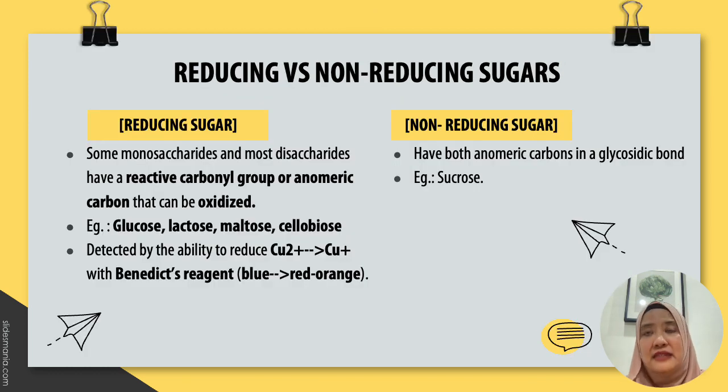So what's the difference between disaccharides? One of the most important properties is that some are reducing sugars and some are non-reducing sugars. Reducing sugars have a reactive carbonyl group or anomeric carbon that can be oxidized. Examples of reducing sugars are glucose, lactose, maltose, and cellulose. You can actually detect this in the lab. You can use Benedict's reagent and see the color change from blue to red or red-orange to show that oxidation has taken place. That is a reducing sugar. But with a non-reducing sugar, you can't see that. An example of that is sucrose. You can also test this in the lab as well.